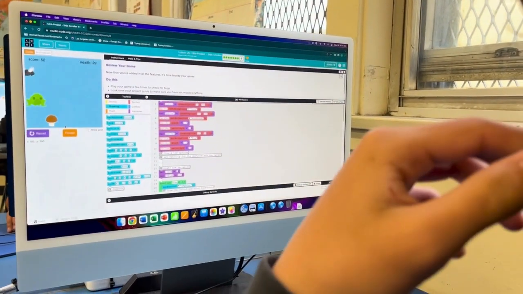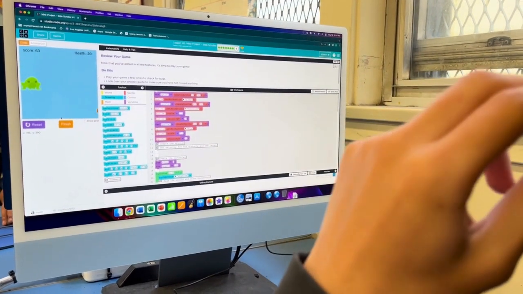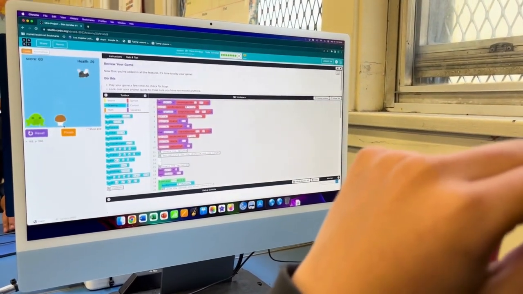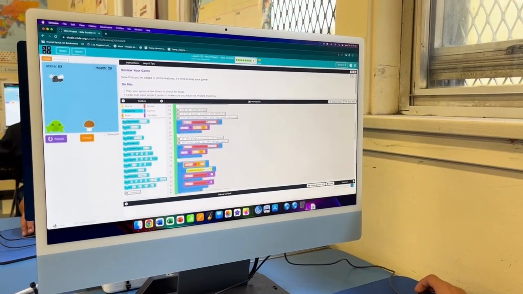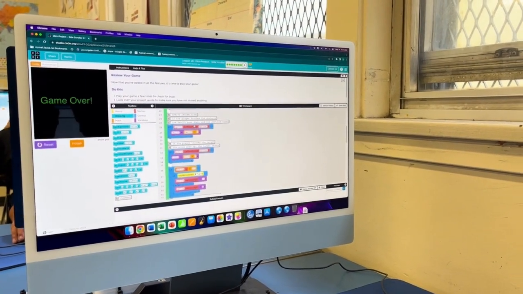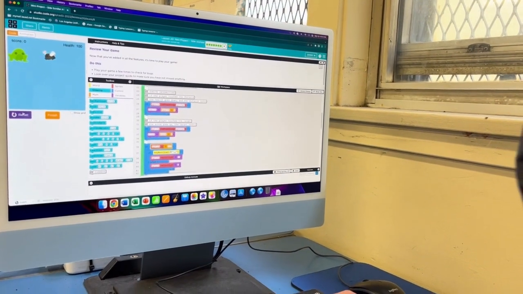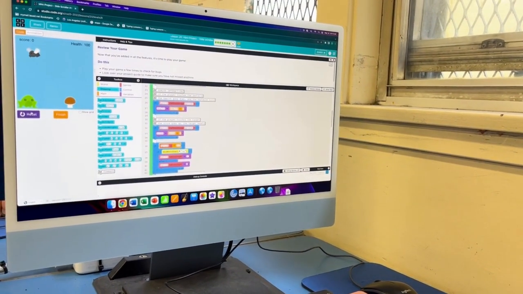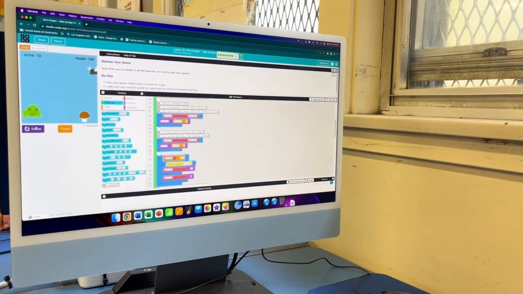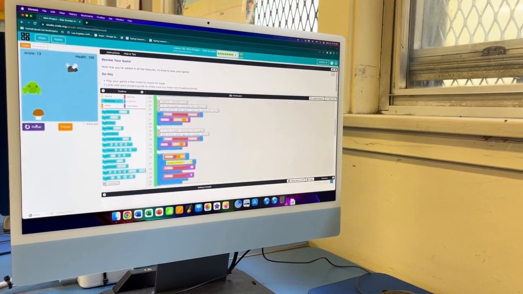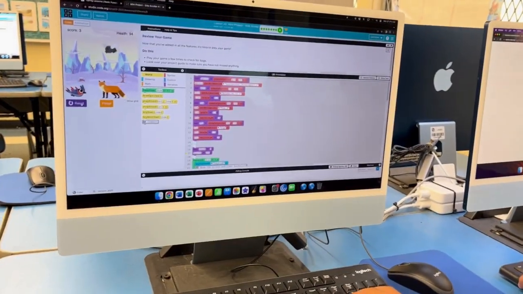Your score should only go up by 1 when it touches the fly. See, it goes up by a lot. So the way you solve that is once the player hits the fly, you make the fly restart on the right side of the screen. Okay, let's see.